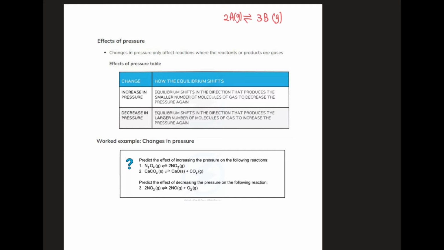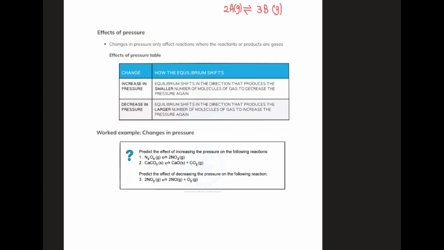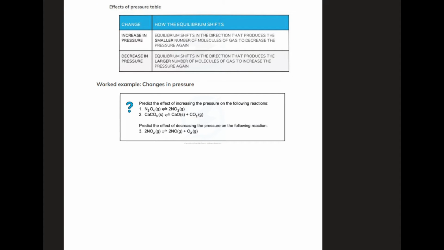Okay, now let's discuss this straight away. Predict the effect of increasing the pressure on the following reactions. When you predict, you just need to say whether the position shifts to the left or to the right. Now let's try number 1. What do you think for this? Shift to the left or shift to the right?